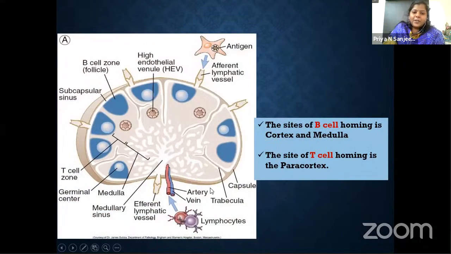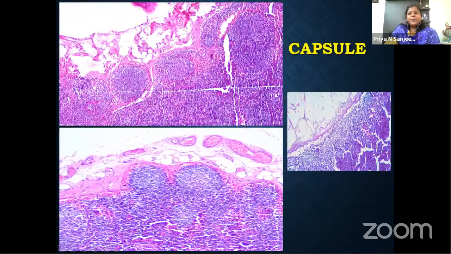And other additional structures are lymphoid sinuses, which are of three types. One is the subcapsular sinus, which is just below the cortex, and medullary sinuses in the medulla. And the sinus which is around the trabeculae is the trabecular or cortical sinus. So the sites of B cell homing are usually the cortex and medulla, and the paracortex is the zone where there is T cell homing.